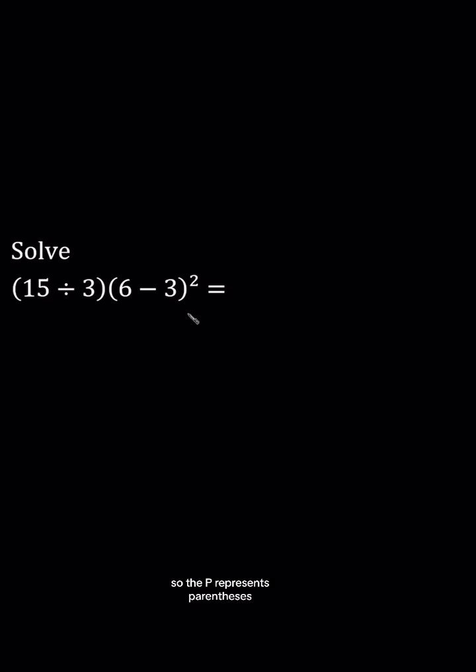So, the P represents parentheses, so we look at the parentheses if we have any, and if there's operations inside of them, we solve those first. Next, we solve for exponents. That's the E. Then, the M and the D represent multiplication and division. And finally, the A and the S represent addition and subtraction.